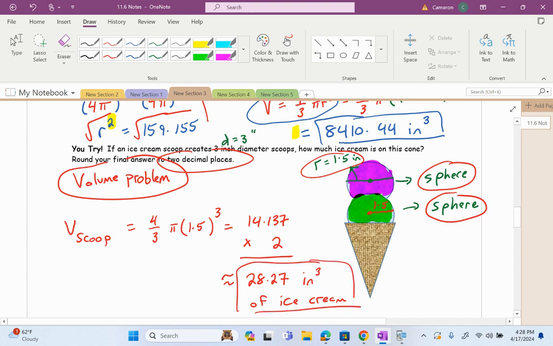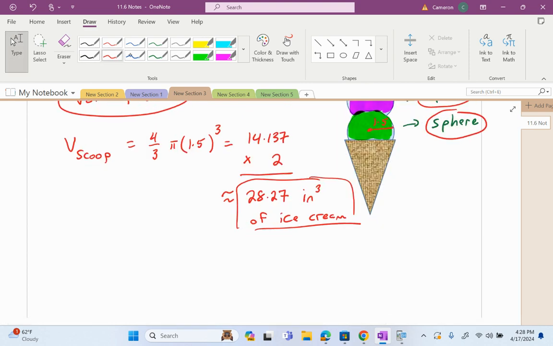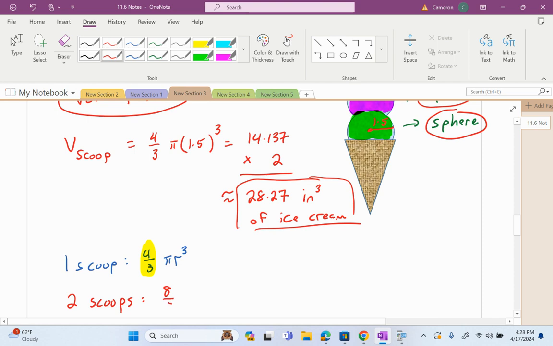And again, you can kind of play around with the formulas. The other way you could do this is kind of similar to what we did with the hemisphere. If one scoop is 4/3 pi r cubed, you could kind of adapt the formula. We're just multiplying it by 2. So if I multiply 4/3 by 2, if I wanted to get the calculation done in one step, I could do 8/3 pi r cubed. Let's try that and see if it gives us the same answer.